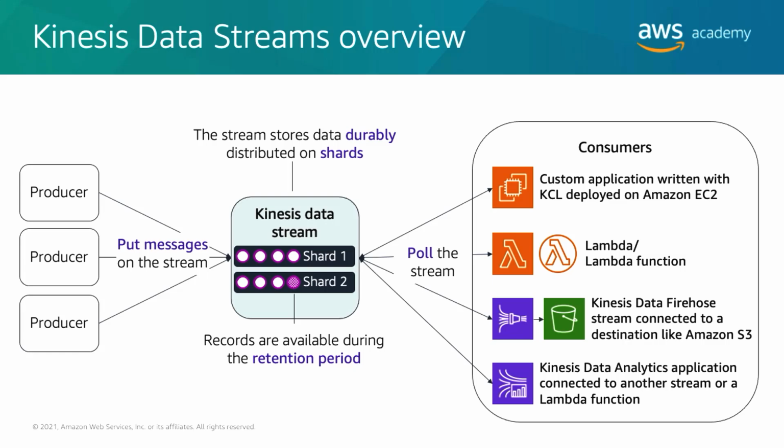Data records include a partition key and a data blob. The partition key is used to group data by shard within a stream. When you create a stream, you specify the number of shards for the stream. The total capacity of a stream is the sum of the capacities of its shards. For writes, a shard can support up to 1,000 records per second, or up to a maximum of 1 megabyte per second. For reads, a shard can support up to 5 transactions per second, or up to a maximum of 2 megabytes per second.